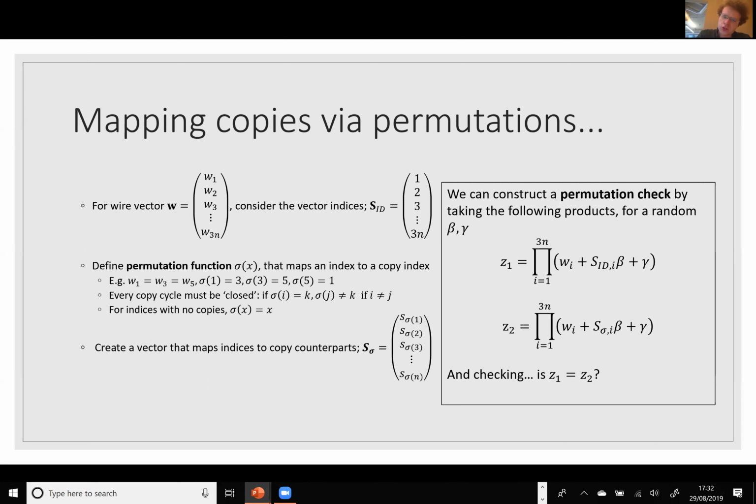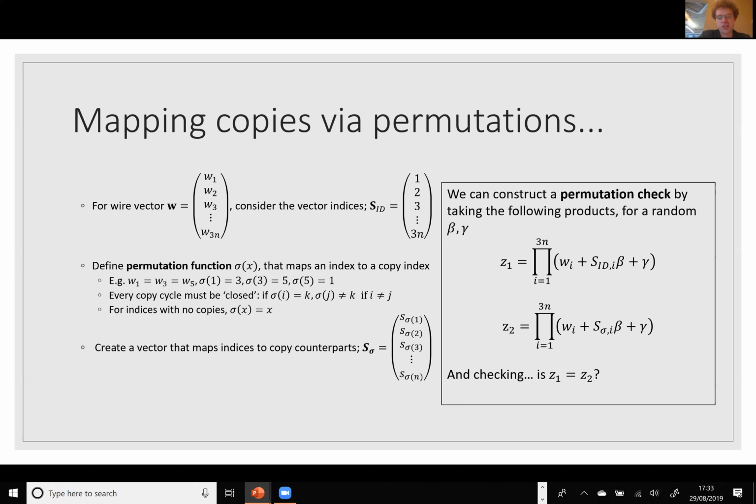Then you can also define a permutation function, where this function will map a wire index to a copy index. By that I mean, if, for example, the first and the third and the fifth wires are supposed to be identical in your circuit, then you can say that the permutation function will map index 1 to 3, it'll map index 3 to 5, and it'll map index 5 to 1.